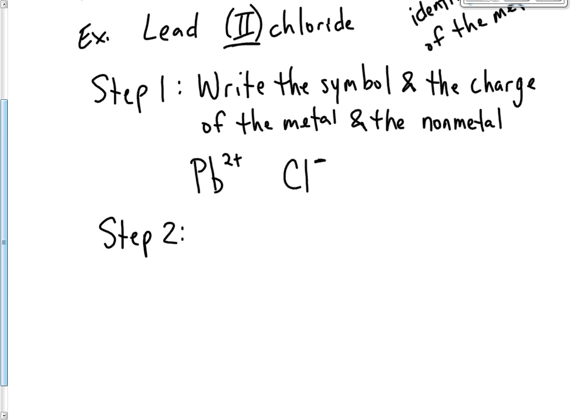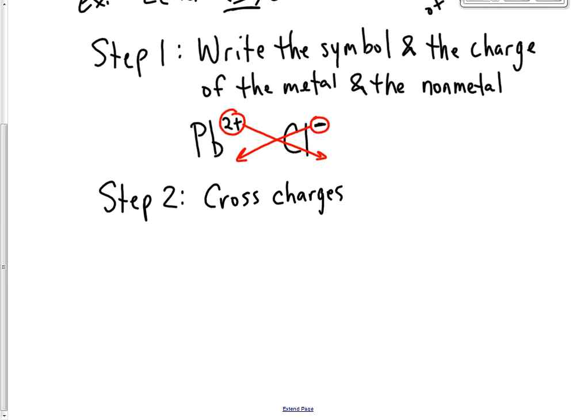Okay, so step number 2, you're going to cross the charges, just like we've been doing. I'm going to take these charges and make them the subscripts. The 2 from lead becomes the subscript for chlorine, and the -1 from chlorine becomes the subscript for lead. We don't need the positive or the negative. We're just interested in the numbers, and you don't have to write a 1. So your answer becomes PbCl2. And there's your answer.